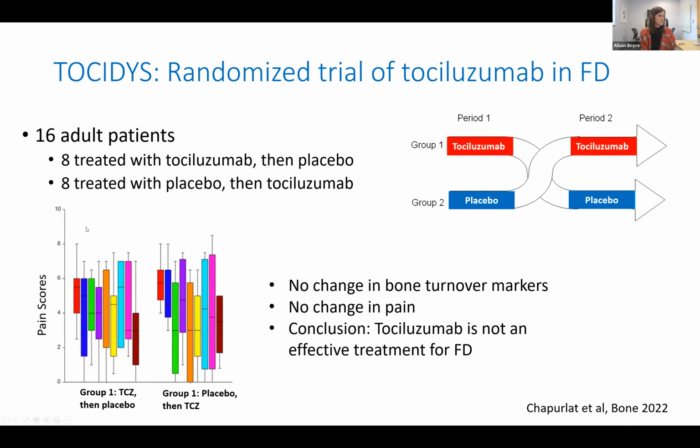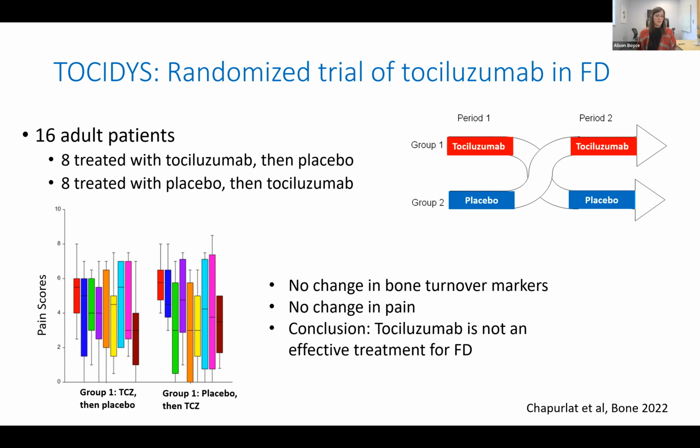So these were their results, which were very nice, but also very disappointing. They didn't see any change in bone turnover markers between the tocilizumab and placebo groups. They saw no clear change in pain. Now, I'll say, actually, the patients reported a huge change in pain. The tocilizumab group had a 40% decrease in their pain scores. However, what makes this disappointing is that the placebo group also had a 40% decrease in their pain scores.